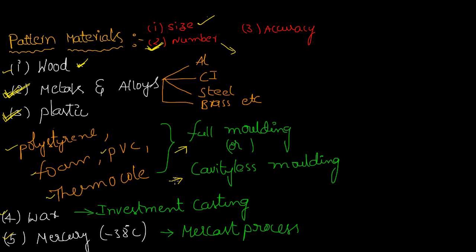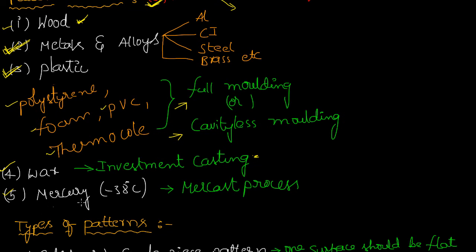So don't worry. Here we are not producing any cavity with the pattern. We just place the pattern there and pour some sand around the pattern. After that we pour molten metal on the pattern itself. The pattern will get evaporated. So there is no issue with the shrinkage values or something. If I choose wax as a pattern material, then it is called investment casting. Very important one. If I choose mercury as a pattern material, it is called the mercast process. By the way, the melting temperature of mercury is minus 38 degrees Celsius, so only in very rare applications do we use mercury as pattern material.